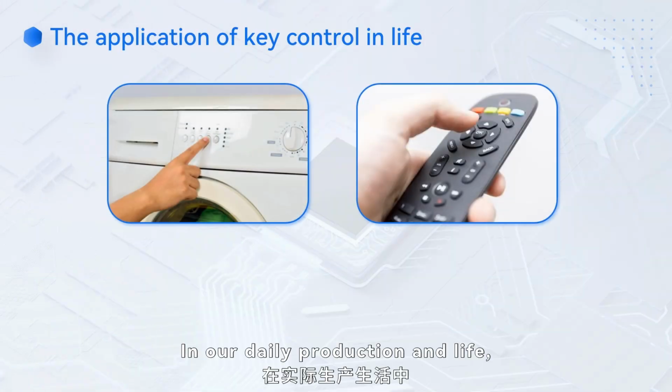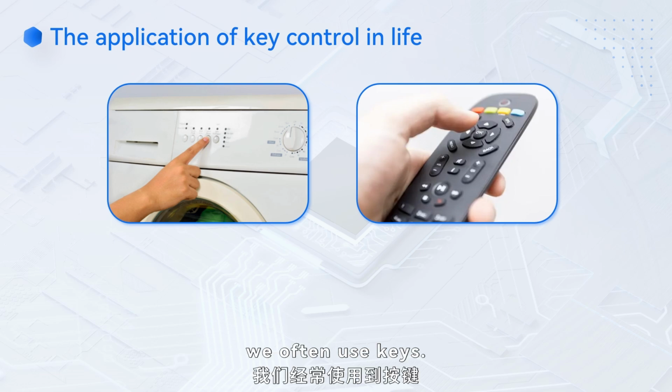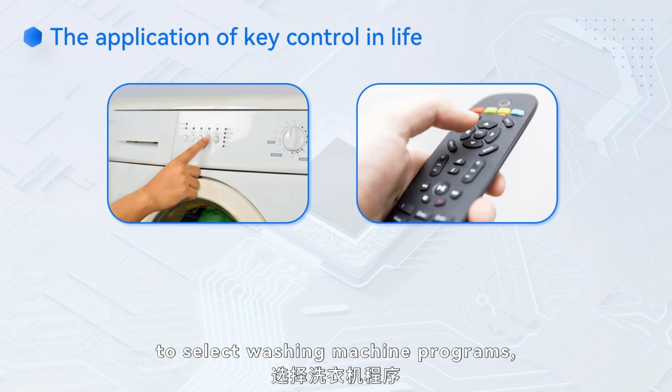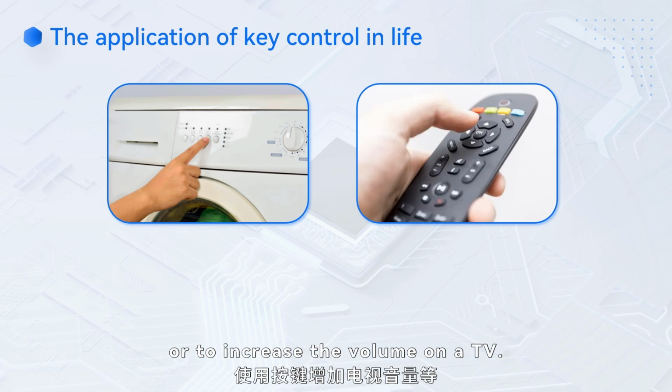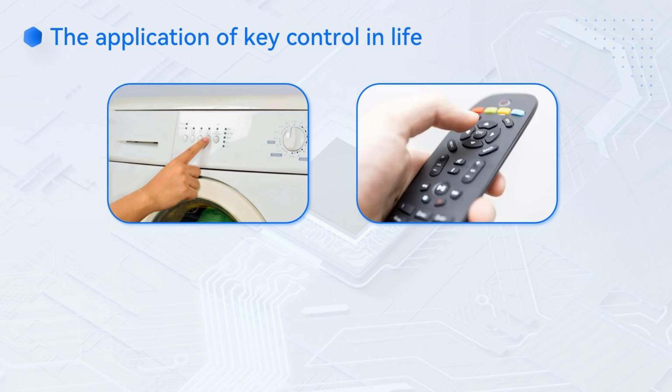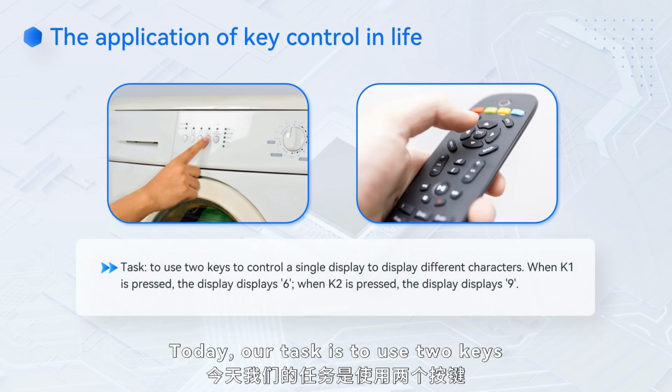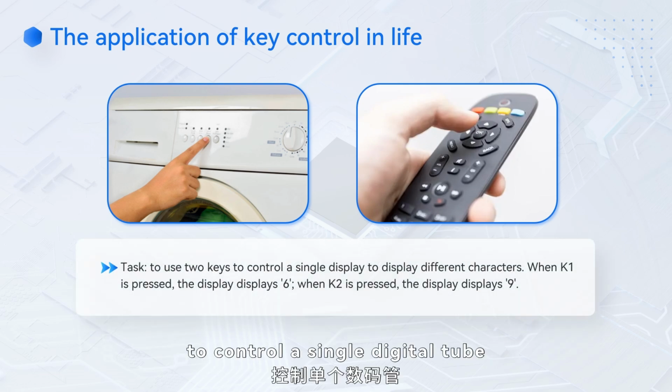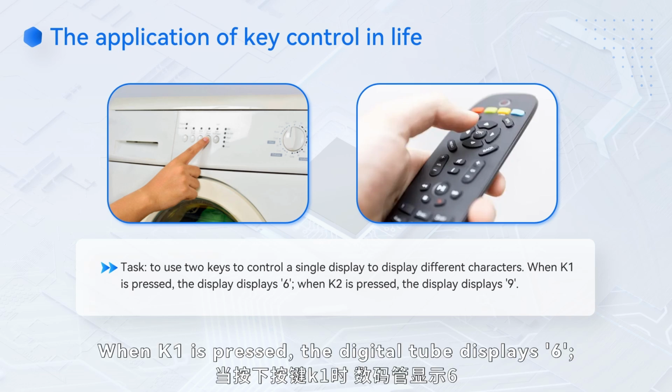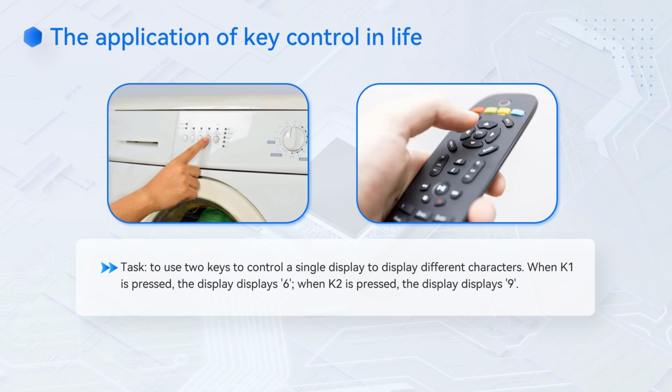In our daily production and life, we often use keys. For example, using keys to select washing machine programs or to increase the volume on a TV. Today, our task is to use 2 keys to control a single digital tube to display different characters. When K1 is pressed, the digital tube displays 6. When K2 is pressed, the digital tube displays 9.